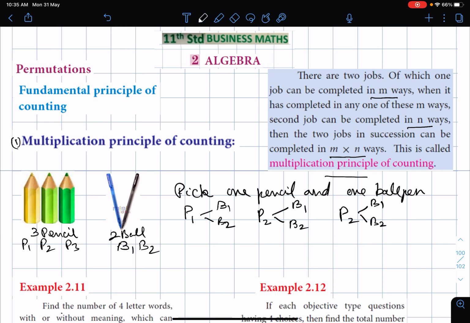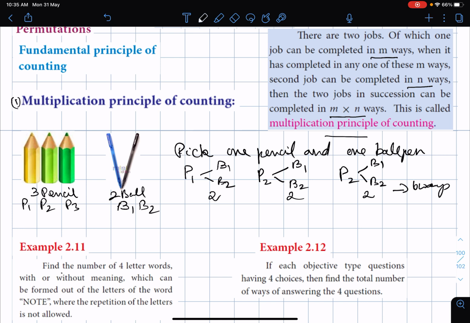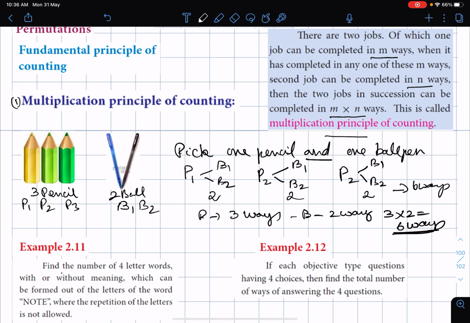So how many ways do you have here? 2 ways, and 2 ways, and 2 ways, so the total answer is 6 ways. How do we get the 6 ways? How many pencils have we got? 3. So in 3 ways you can take the pencil, and for the ball pen you get 2 ways, isn't it? So the total is 3 into 2, which gives us 6 ways as the answer. You are going to pick one pencil and one ball pen.